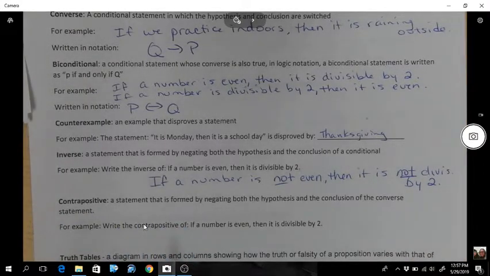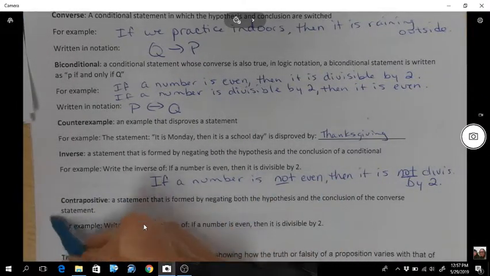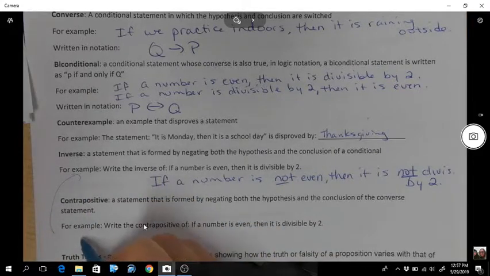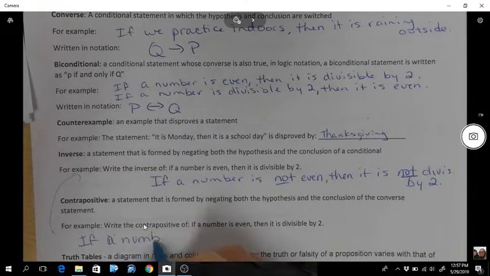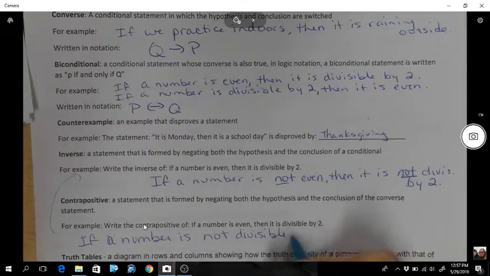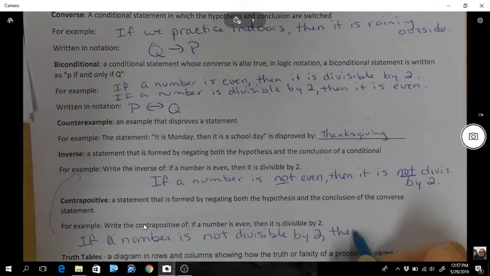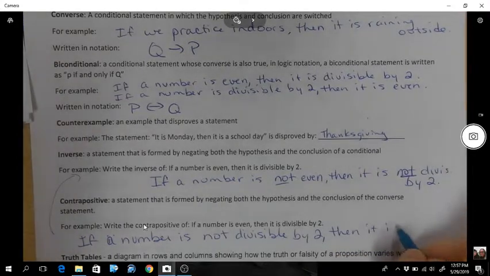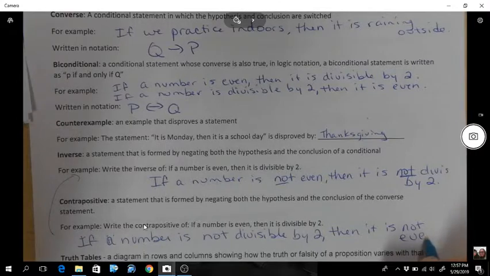And then the contrapositive is when you do both an inverse and a converse at the same time. So you're going to switch the hypothesis and conclusion and negate them. So if I did this one, same example, then you would say if a number is not divisible by 2, then it is not even.